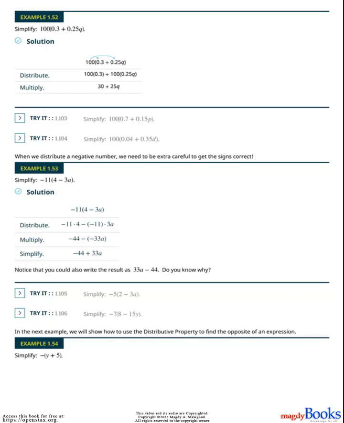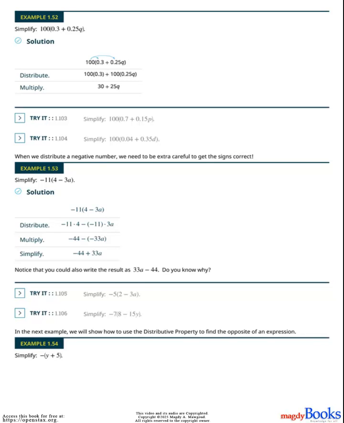Try it 1.103. Simplify 100 times (0.7 plus 0.15p). Try it 1.104. Simplify 100 times (0.04 plus 0.35d). When we distribute a negative number, we need to be extra careful to get the signs correct.